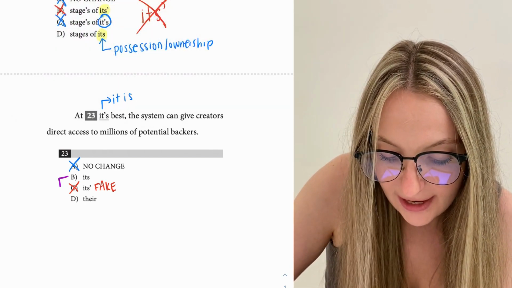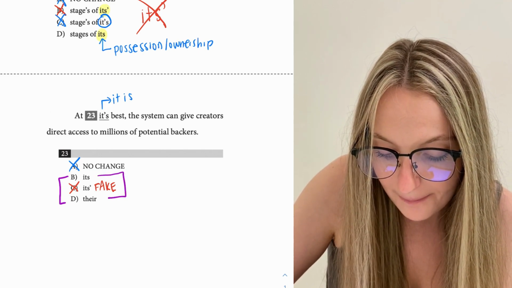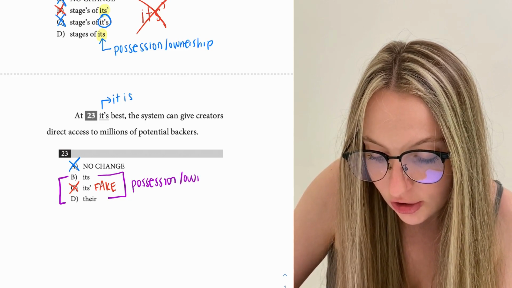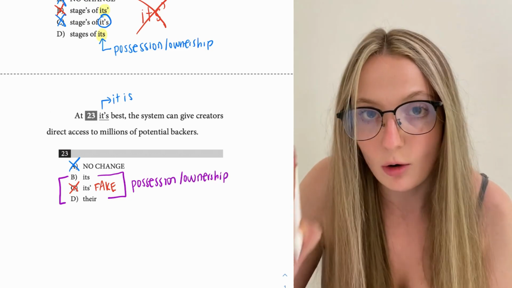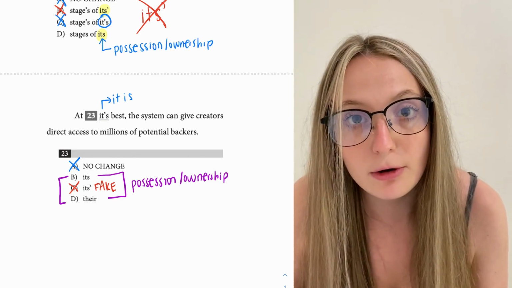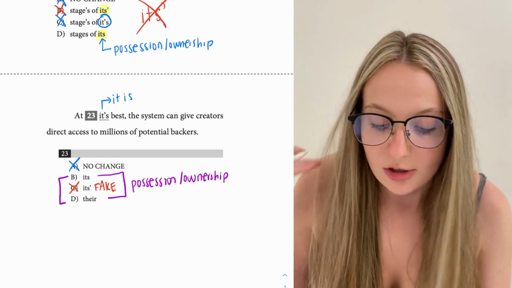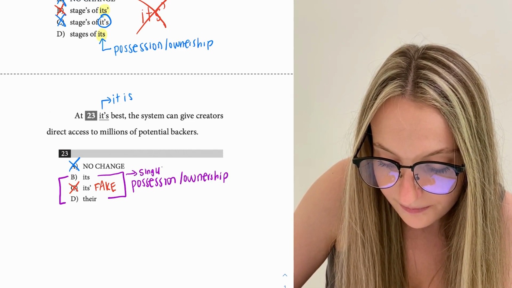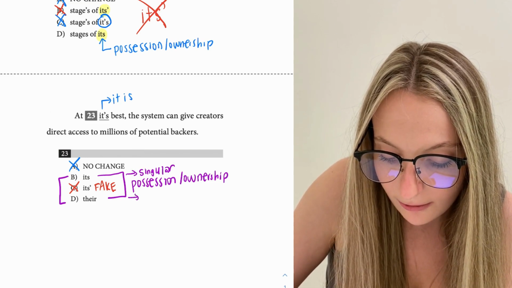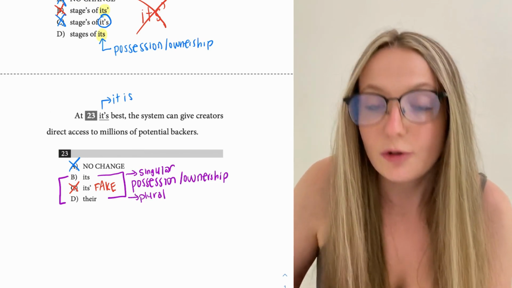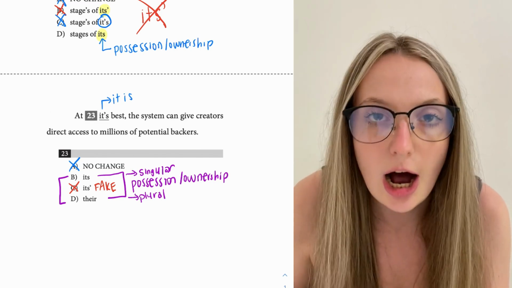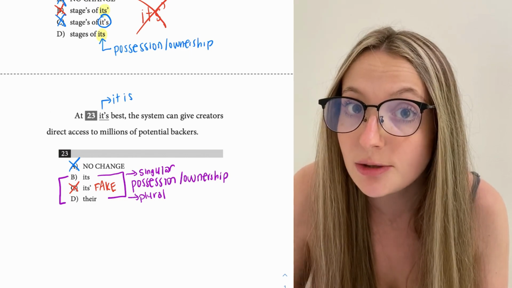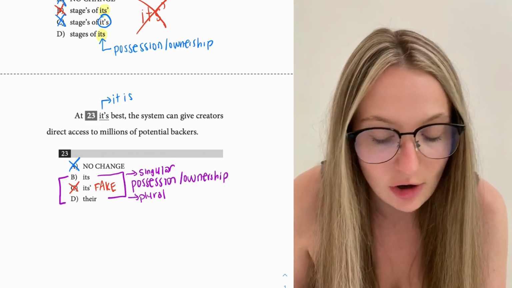Both B and D are used for possession or ownership. The only difference between these 2 is which one refers to a singular thing and which one refers to a plural, basically multiple things. ITS is going to refer to a singular thing, and THEIR refers to something that's plural. For example, if you were talking about a cup, you can say its handle is blue. If you were talking about multiple cups, you would say their handles are blue.